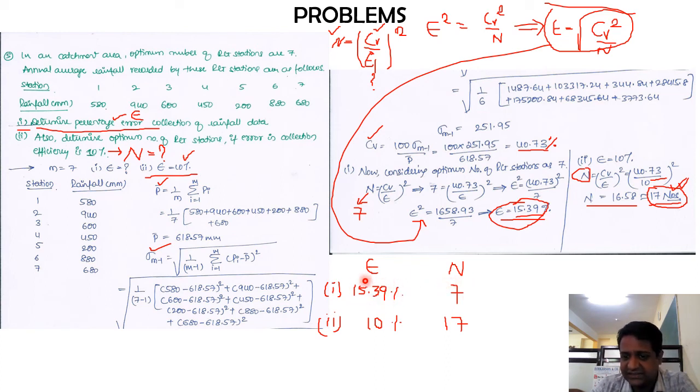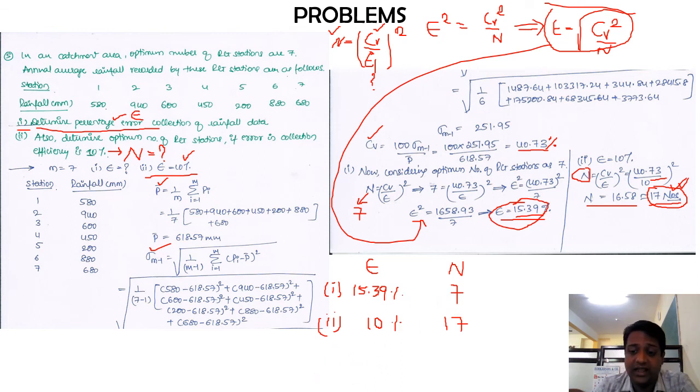Whenever the percentage error in the collection of rainfall data is more, then you have the optimum number of rain gauge stations as less. Similarly, whenever the error has been reduced, here from 15.39% to 10%, it indicates that your accuracy is improving. To improve this accuracy, the optimum number of rain gauge stations required is going to be more. I hope that is evident.